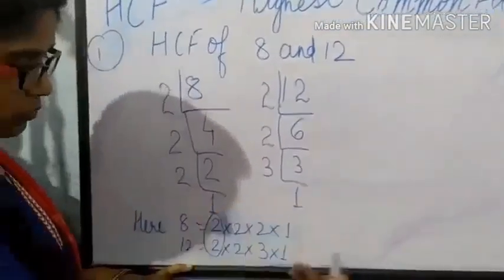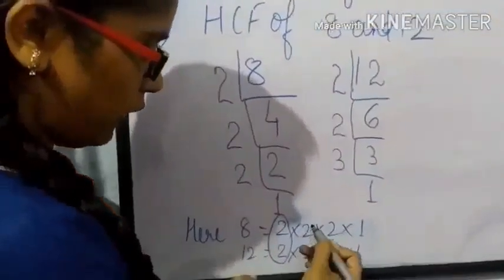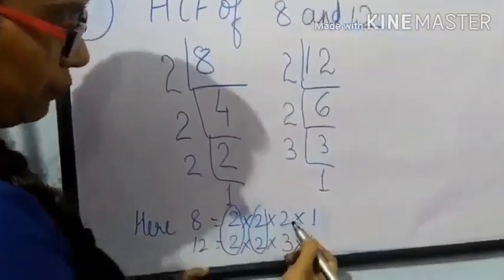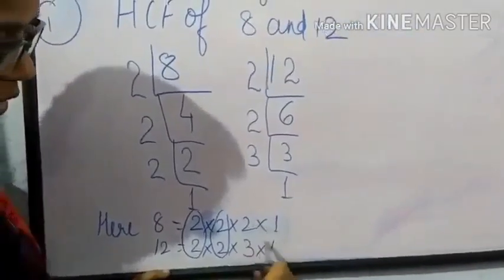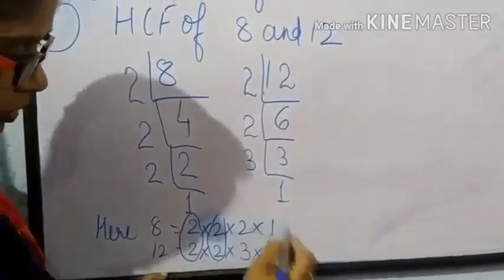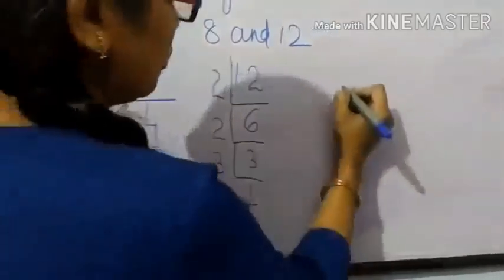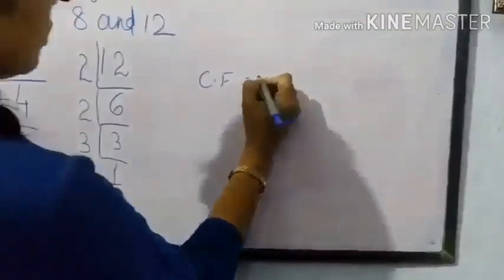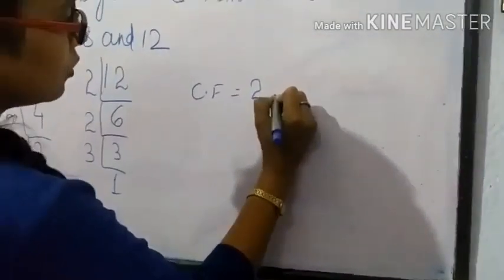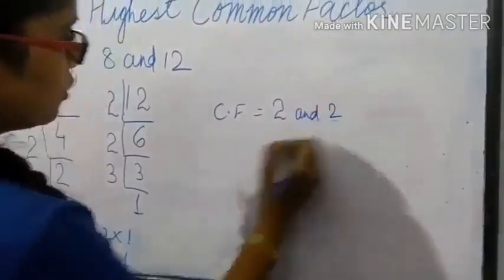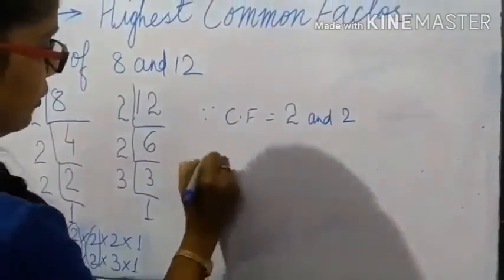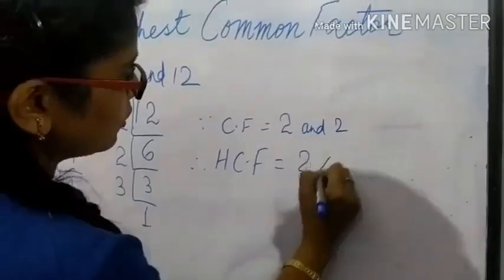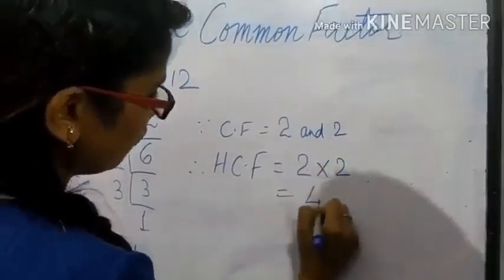Now again we will move to the next number. Again 2 is common in both. Now here 2 is not common. Now no number is common. So the common factors are 2 and 2. Therefore the HCF, highest common factor, will be 2 into 2 equal to 4.